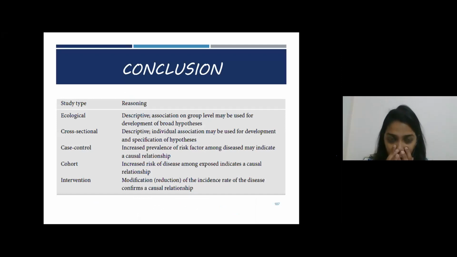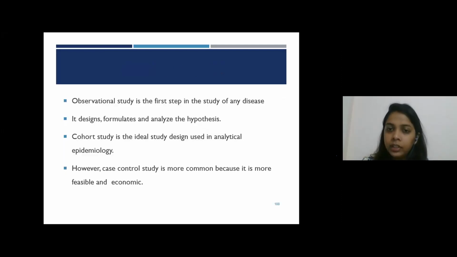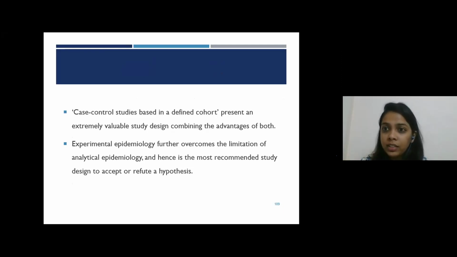So to conclude, observational studies are of different types, and each of them is used in different conditions, when you are trying to look for specific relationships or just describe the condition. It's the first step in the study of any disease and can help design, formulate, and analyze your hypotheses. The most ideal study is the cohort study, but the most commonly used study is the case control. These nested studies that I mentioned are extremely valuable because they can combine both. And once you have a result from these analytical studies that your exposure and your disease are related, that can serve as the basis for further experimental studies.